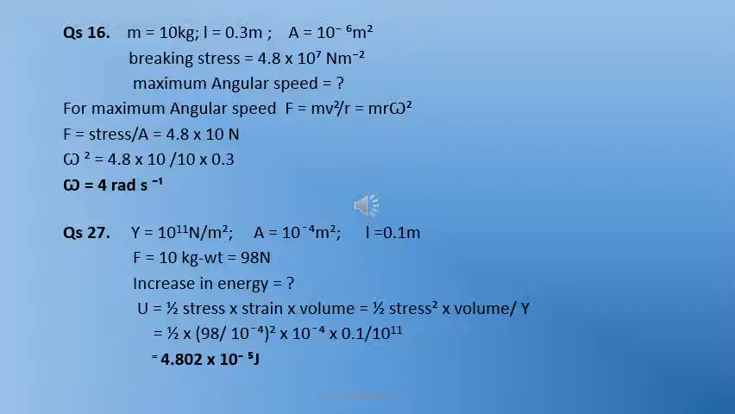Now, the energy is equal to half of stress into strain multiplied by the volume. Now, from here, what we've done is that the strain is equal to stress upon Young's modulus. So the formula now changes into half stress square into volume divided by Young's modulus. Substituting the values as given, the answer comes out as 4.802 into 10 to the power minus 5 joules.